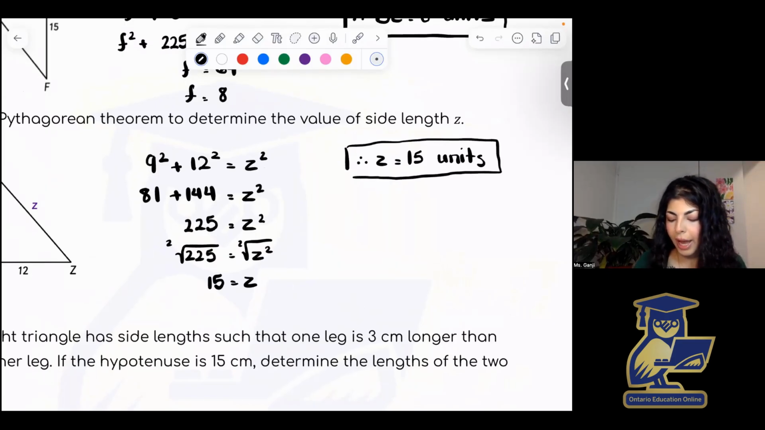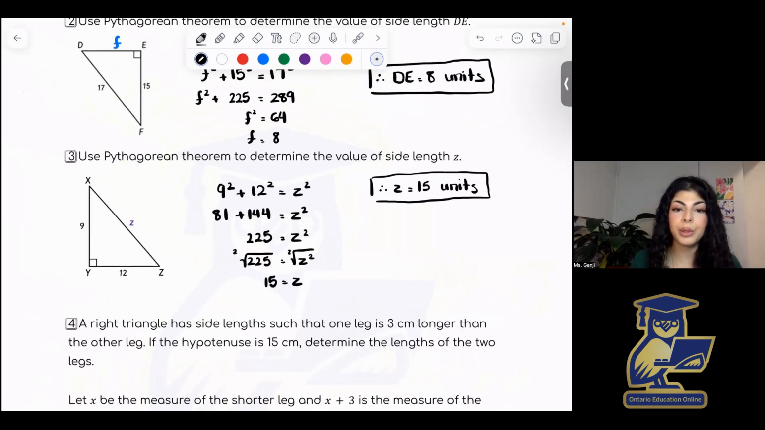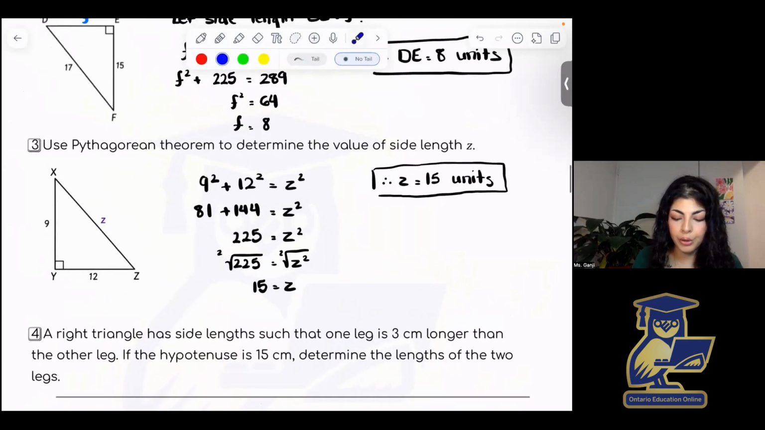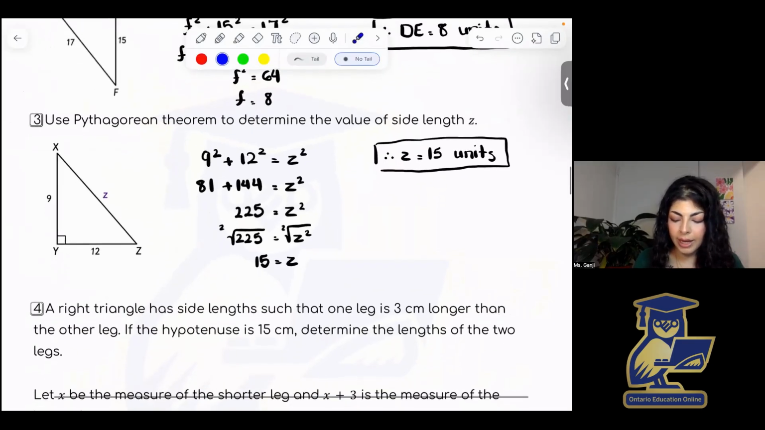And just as a check, especially when you are solving for the hypotenuse, I always recommend checking: is 15 greater than both 9 and 12? And yes, it is. And that's what we would expect, right? Because the hypotenuse is the side with the greatest length, and that's exactly what we have right here.